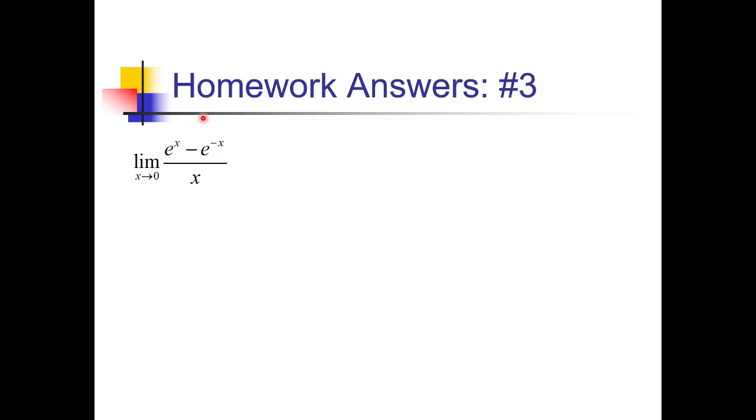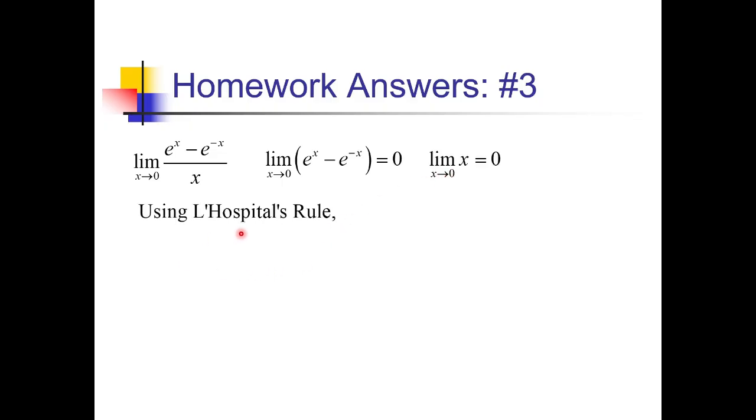So I've got the limit as x approaches 0 of my numerator. e to the 0 is 1. e to the negative 0 is still 1, so 1 minus 1 does come out to 0. And obviously the limit of x as x approaches 0 is also 0. Since we have the indeterminate form with these two zeros, that means I can use L'Hopital's rule.